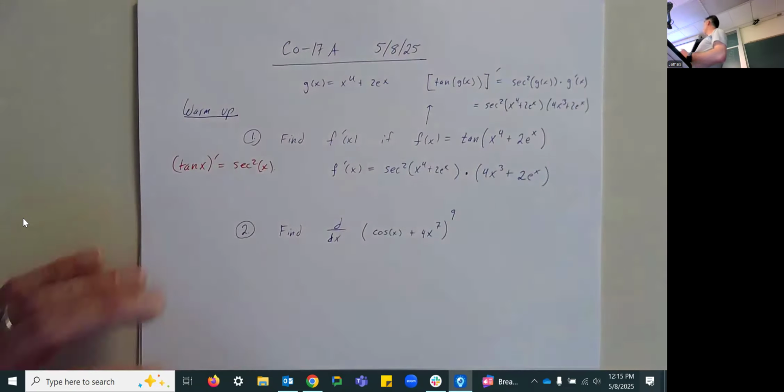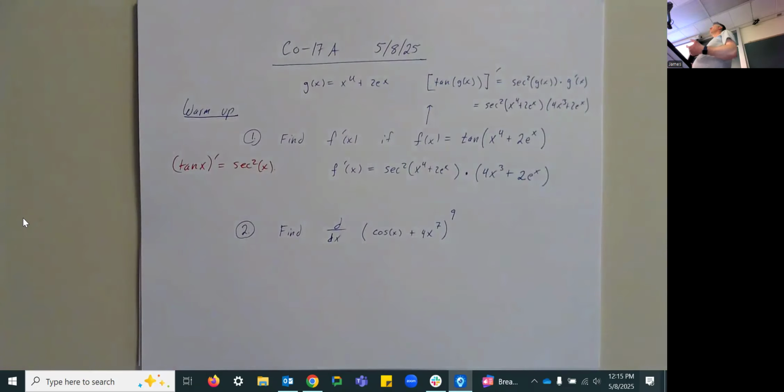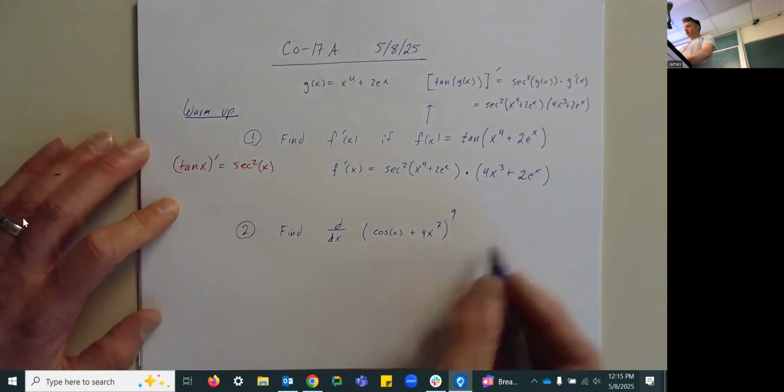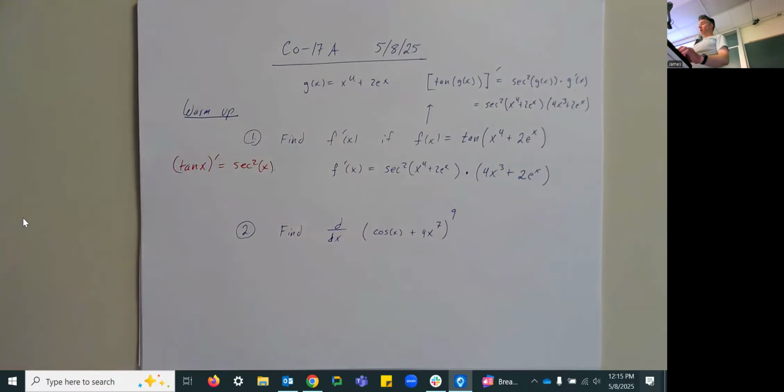It's fine to do it this longer, processy way, but my opinion is that's not really necessary if you're just given this function straightforward to differentiate. If you have other pieces, it can be a little more complicated. We'll talk about that in a little bit. Looking at the second one, similar concept.